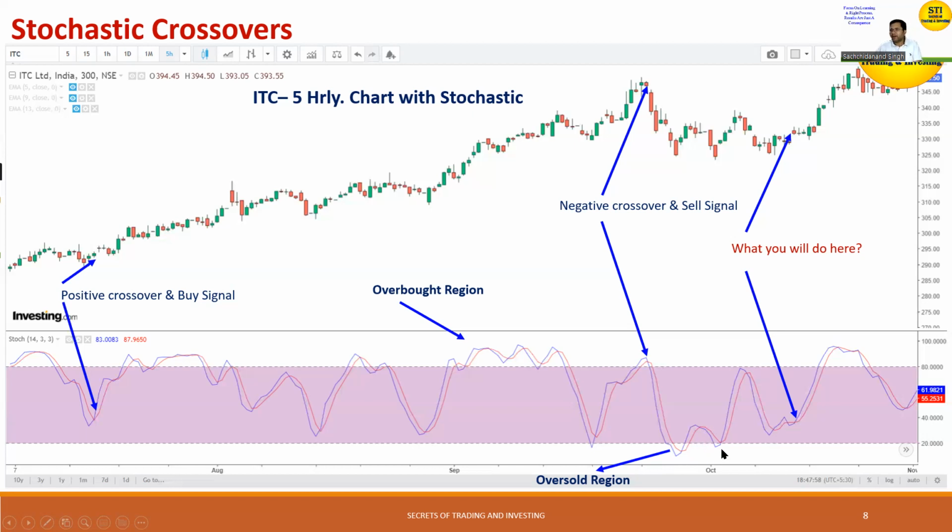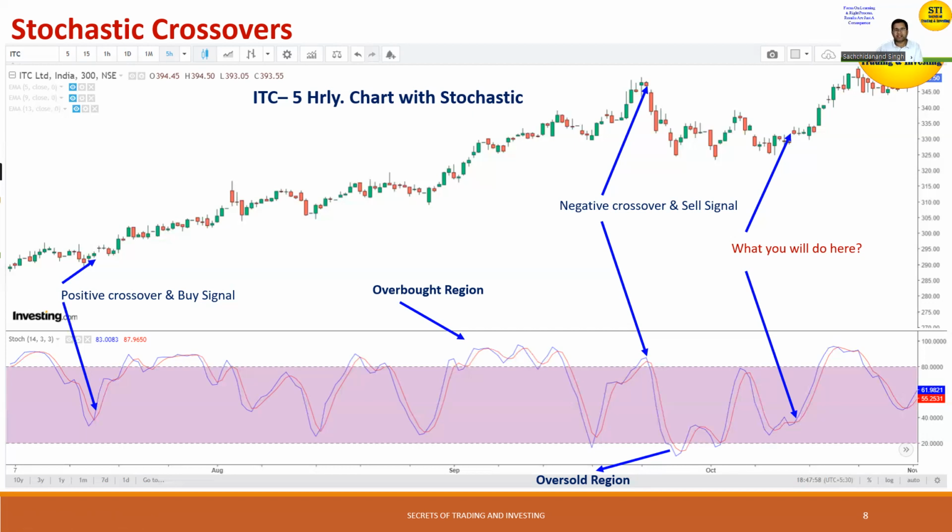Depending on this crossover, one can decide when to take a potential entry or exit, or when to buy and when to sell. In this example, this is a positive crossover, a potential buy signal, and this is an example of a negative crossover, a potential sell signal.